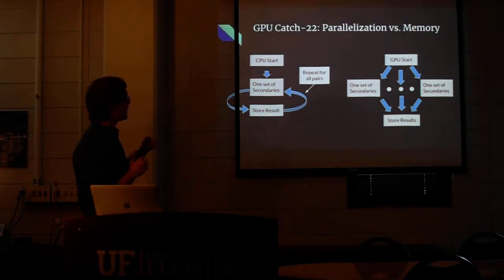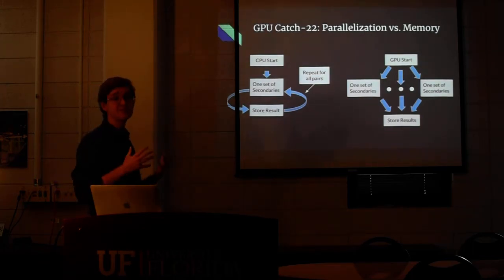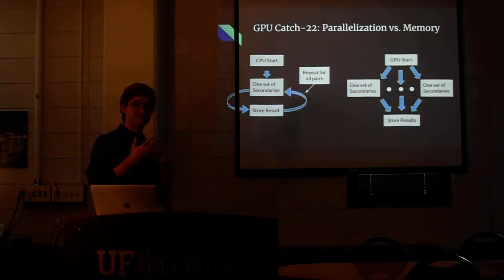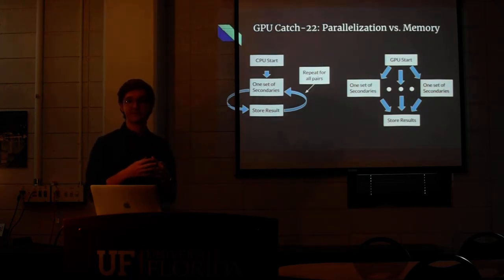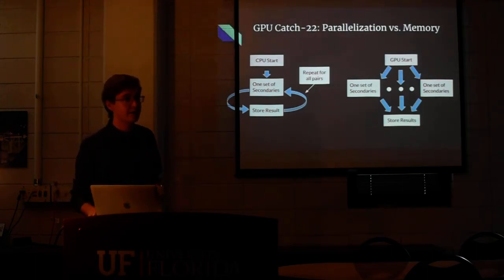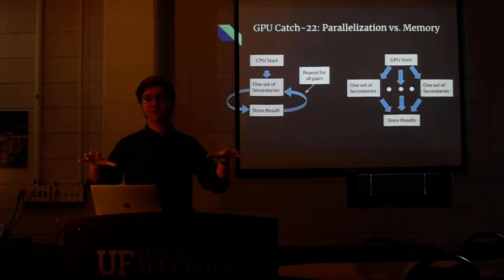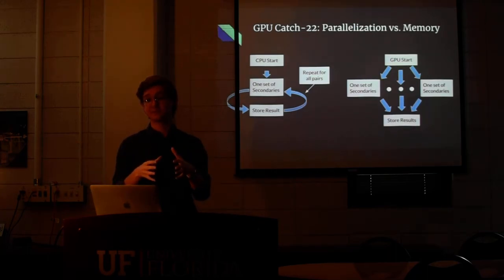If we look at this set of diagrams, the diagram on the left describes how a CPU might approach this problem. It starts the code, it looks at a first set of secondaries, it does all the math it needs, it stores its results, and moves on. And it keeps looping over that until it's done. A GPU, on the other hand, starts its code, it takes all the sets of secondaries it wants to calculate, runs them through on different parts of the GPU, then conglomerates its results.